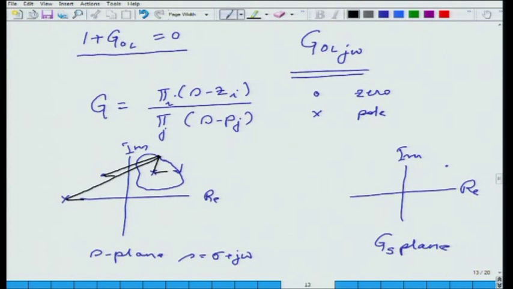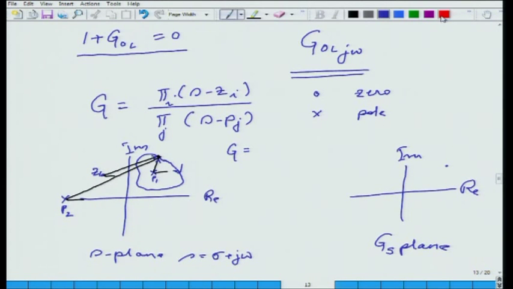Now, when I look at G, G would be S minus Z1, and this S minus Z1. So this is the vector which is S minus Z1, and we will call these P1, P2, Z1.